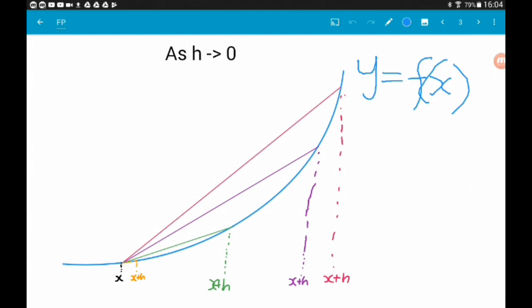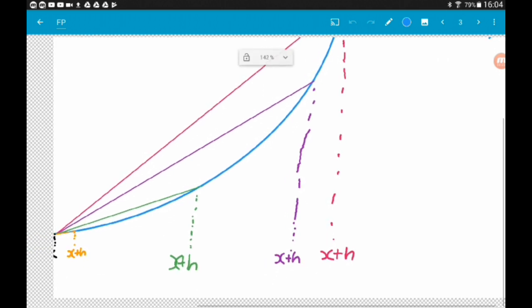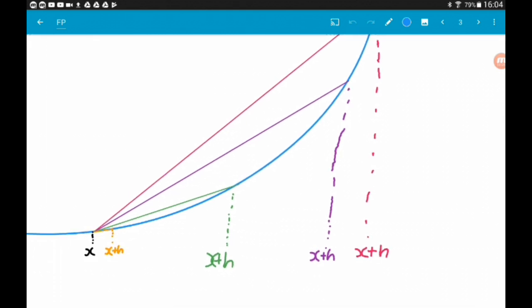So I've drawn some different chords here with different sizes of h. The red one is with our biggest value of h. Then we've got the blue one, where h is a little bit smaller. So already, can you see what's happening? The gradient of this chord is decreasing. Now we can see the gradient of the curve at our original point x, f of x, is quite a gentle one. So with this decreasing gradient, it's tending towards the gradient of the curve.